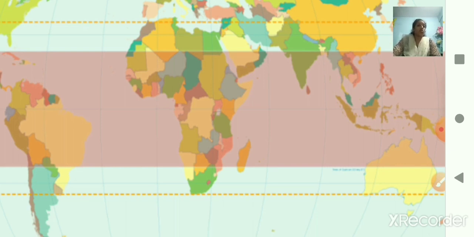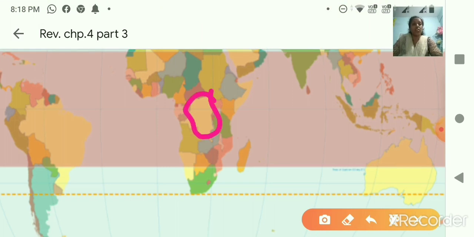Children, do you know one more country is located in this zone? And about that country we had studied in detail. Do you remember children which country is it? Yes? Absolutely correct. Very good. It's DRC, the land of dense forest. It is located over here.